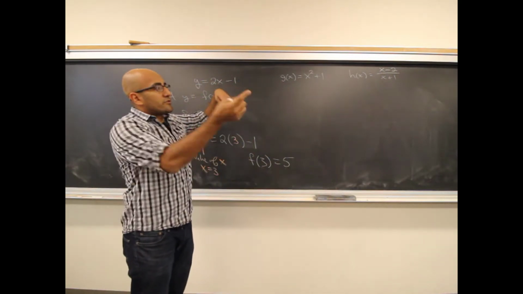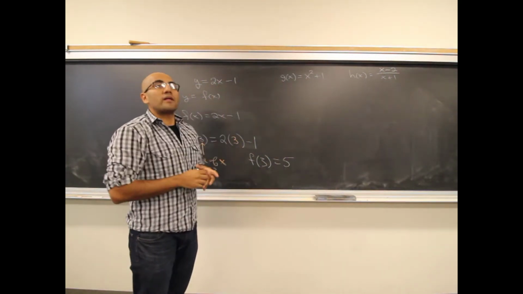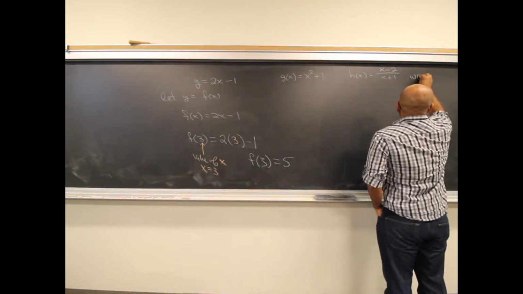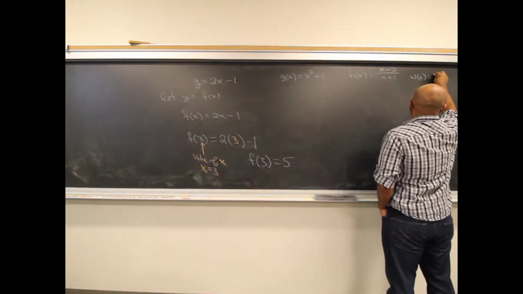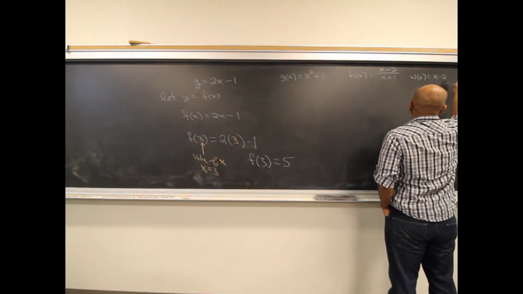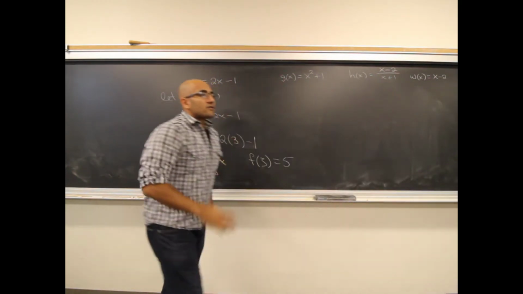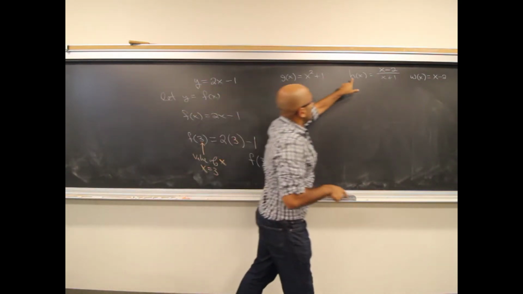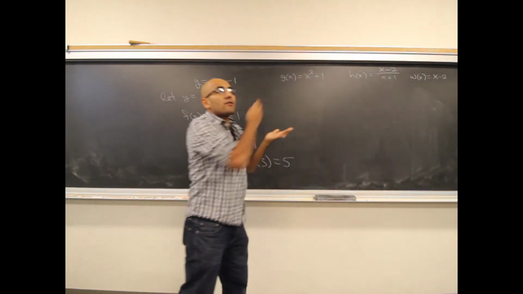Give me a number, I'm going to subtract 1 from it and then divide it by that number plus 1. Right? I could have a w function. W of x equals x minus 2. Okay, so then I can refer to each of those equations by this front letter. So it's not a variable, it's the title of the equation.